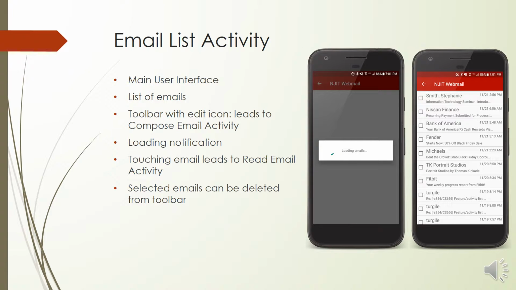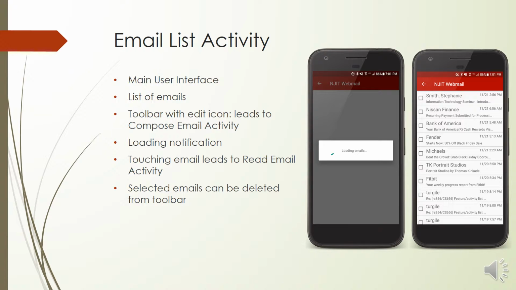The email list activity is the main user interface screen of the app. This screen allows the user to view a list of emails currently in their inbox. This activity consists of a toolbar at the top and a scrollable list of emails beneath it. The toolbar displays the app name, NJIT Mail, and an edit icon which opens the compose email activity. When the activity is first loaded, a loading notification with a spinner indicates to the user that the emails are being loaded and that they need to wait.